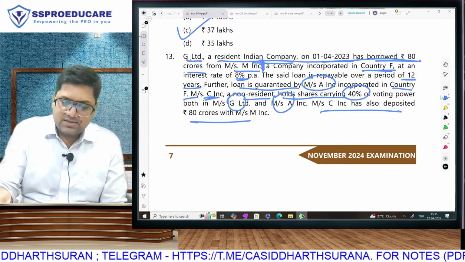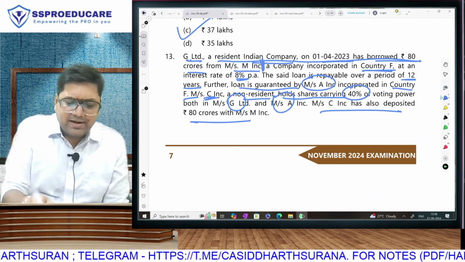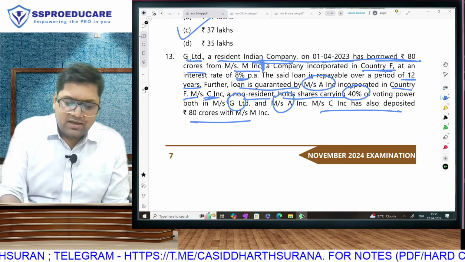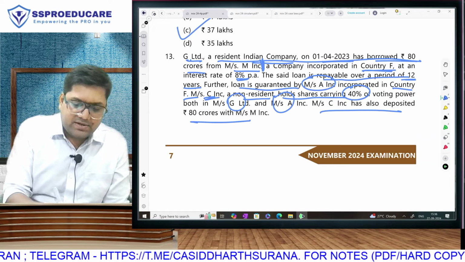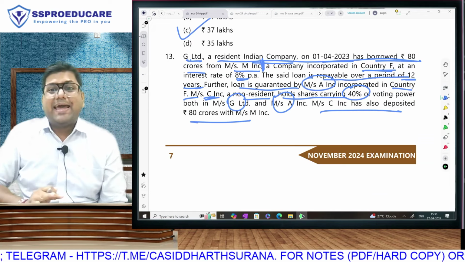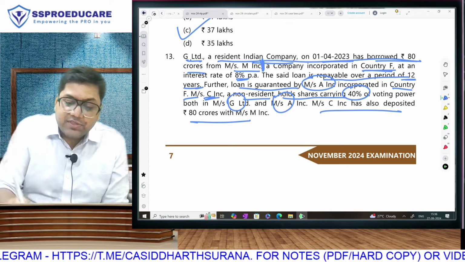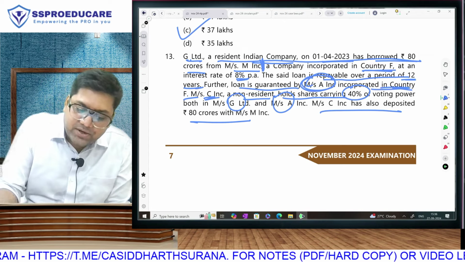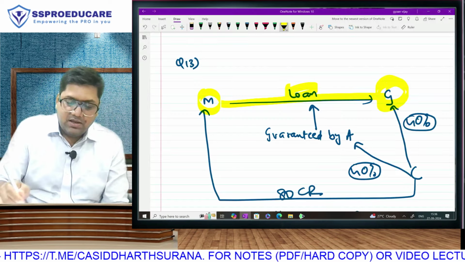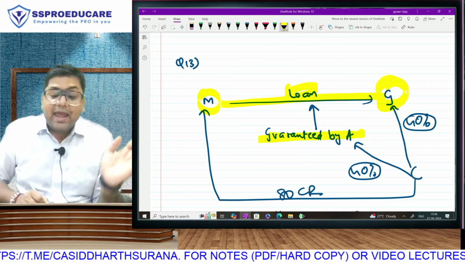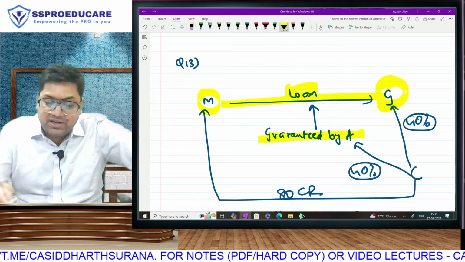Fantastic. Next. At an interest rate, that is fine. The transaction we are checking, the said loan is repayable over 12 years. That is also fine. But one thing we are clear that M has given loan to G. This loan is guaranteed by A Incorporation, which is also a foreign company. So who is giving the guarantee of this loan? M is giving loan to G.